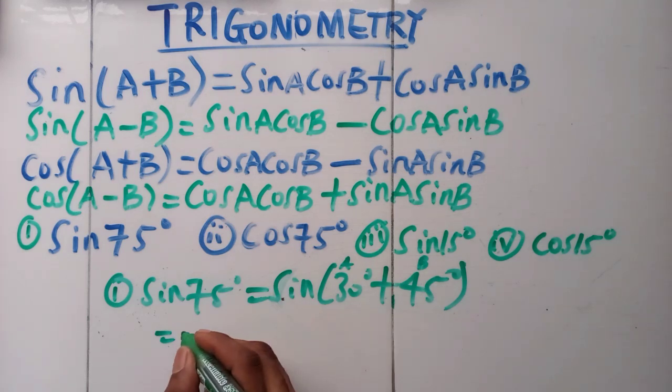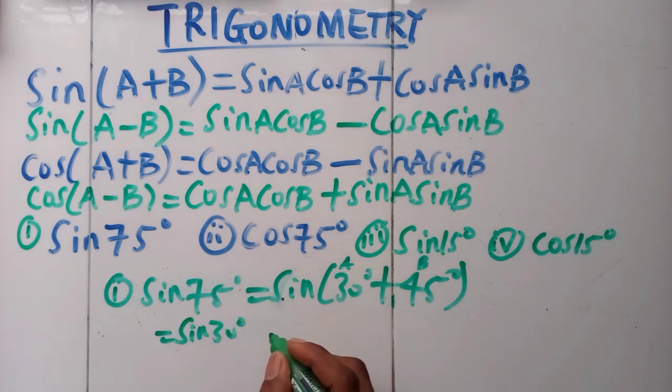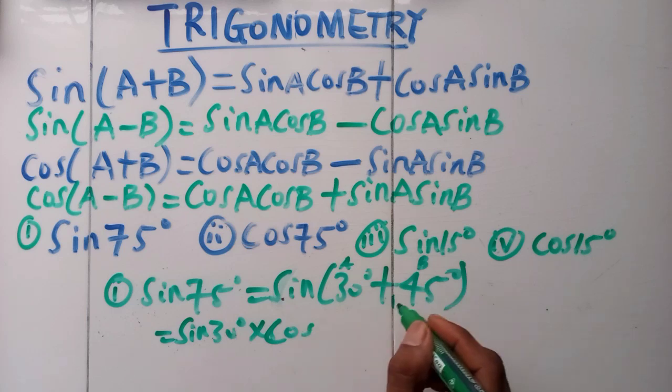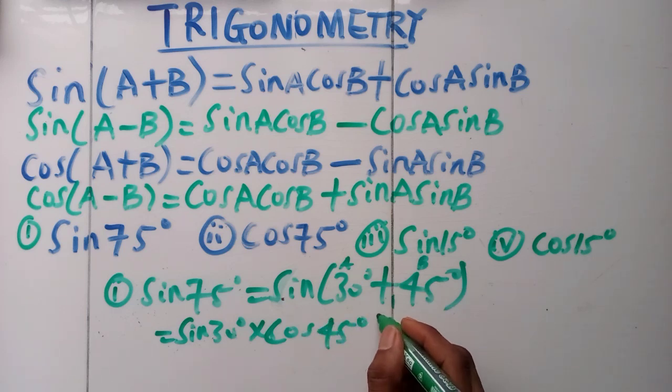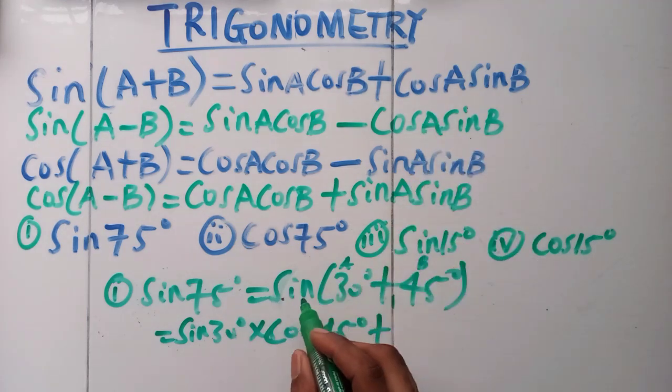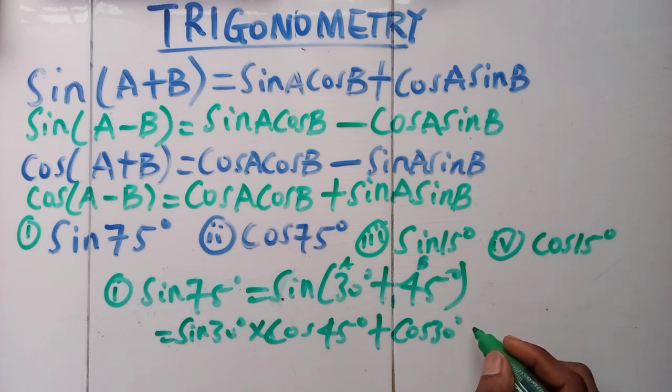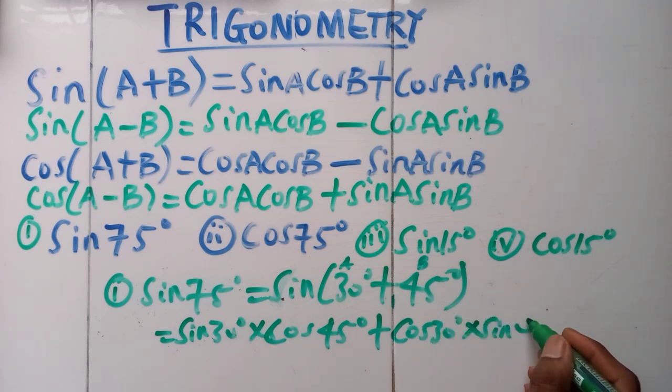Sine A means sine 30 degrees, times cos B, cos B is cos 45 degrees, plus cos A. What is my cos A? My cos A is simply cos 30 degrees, where A is 30, times what? Sine B, which is sine 45 degrees.